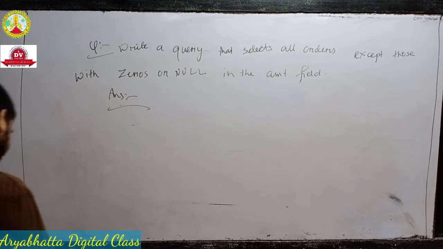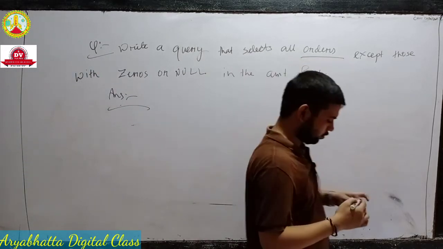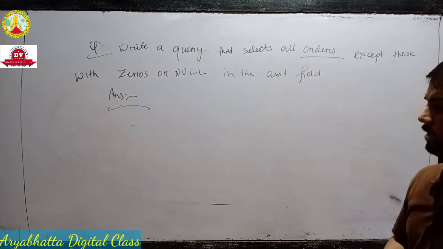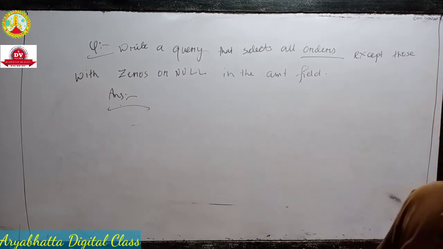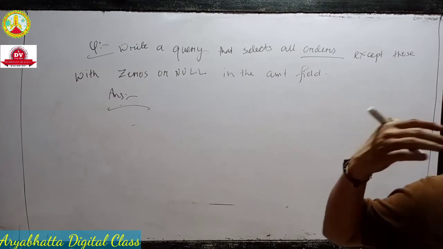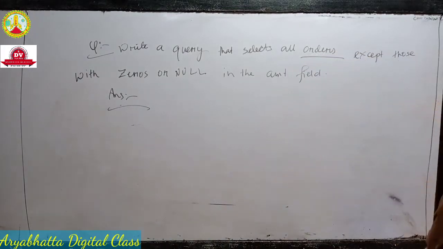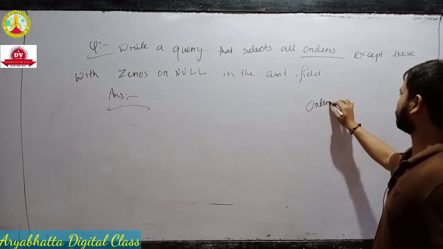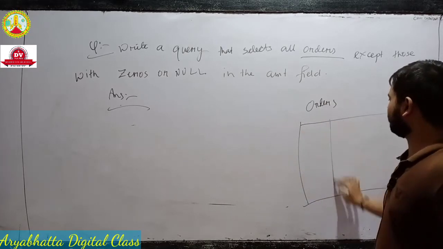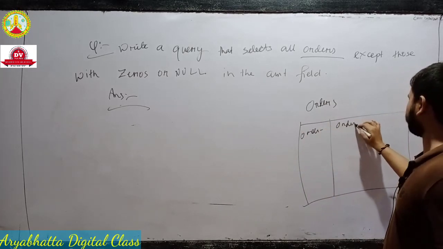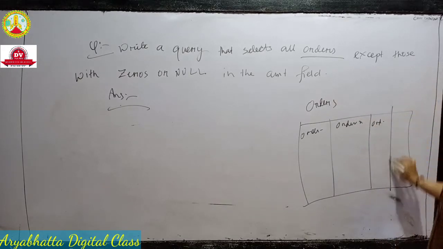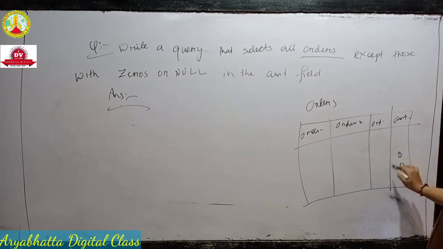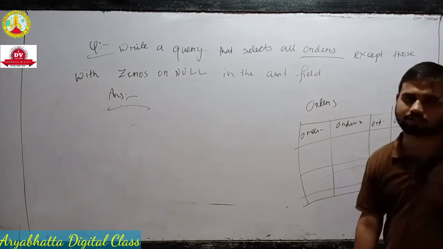Means, suppose there is a table orders. Means we have to create a query that selects all orders, meaning the whole table, but we have to exclude the rows which have zero or null in the amount field. Suppose there is an orders table with many attributes: order ID, order name, order price, like that, and one is the amount section. And in the amount section, whichever value is 0 will be excluded.